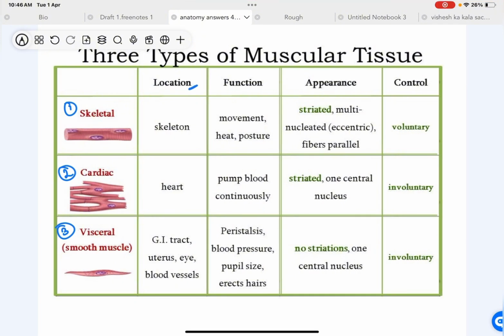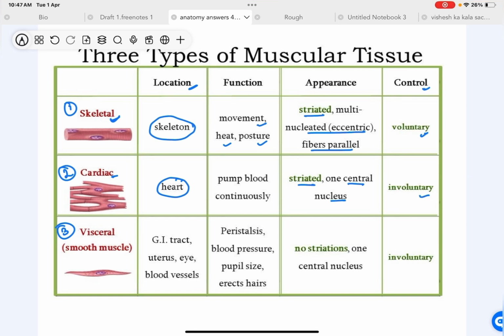On the basis of location, the skeletal muscle is found in the skeleton. Its function is movement, heat and posture, and its appearance is striated, multinucleated or eccentric, and the fibers are parallel to each other. The control is voluntary. The second is cardiac. Cardiac, as per the name, is found in the heart that pumps the blood continuously. They are striated with one central nucleus.